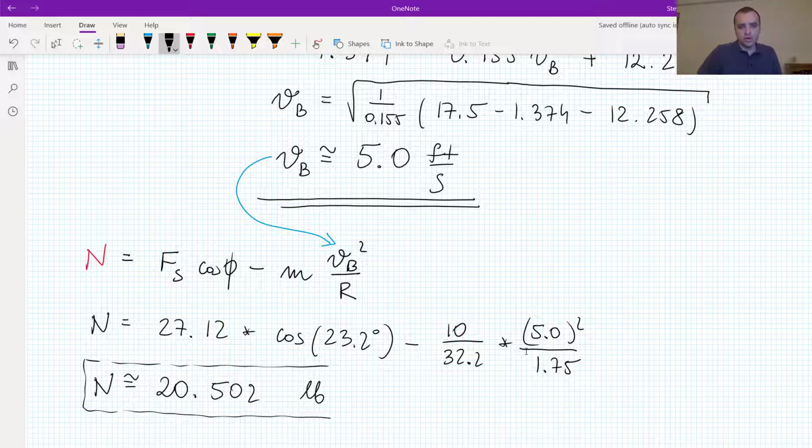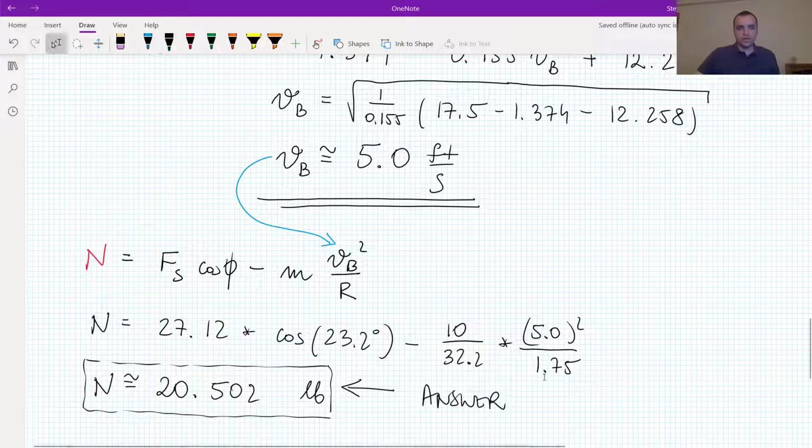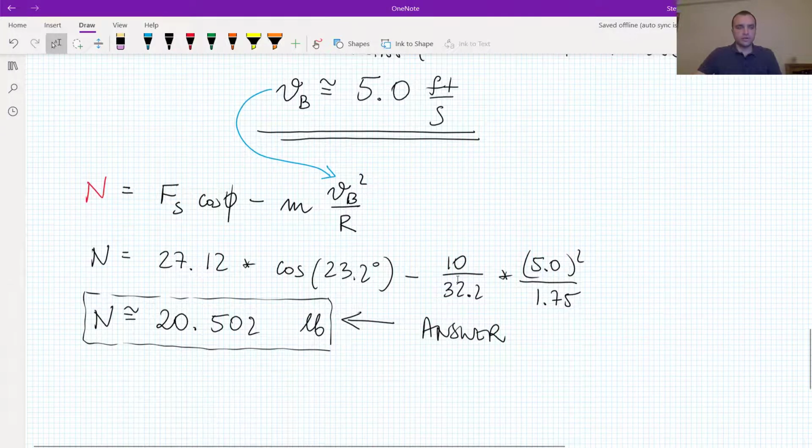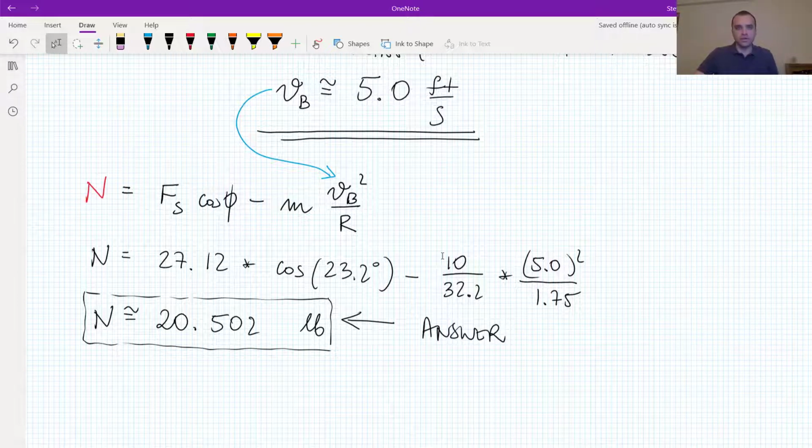And this is what they ask us for. The collar acts with such force on the circular bar. Okay, I think that's that when it comes to this discussion. I hope that I managed to explain everything clearly.